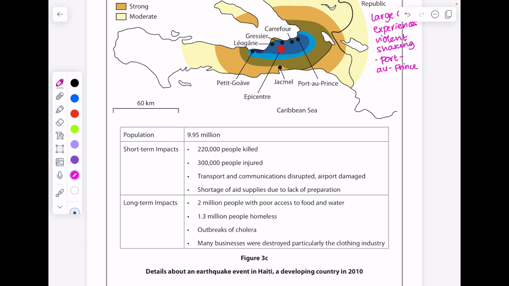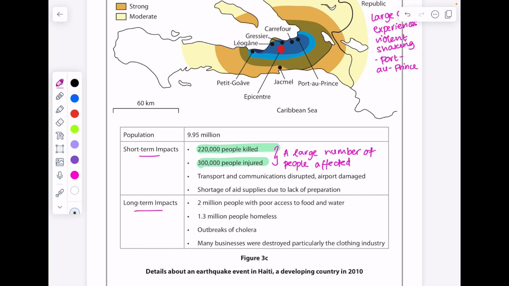We have a population of 9.95 million, short-term impacts, 220,000 people killed. Goodness me, that's absolutely horrific. So massive number of people, 300,000 people injured on top of that. So really fleshing this out, a large number of people affected. And that's a short-term impact.